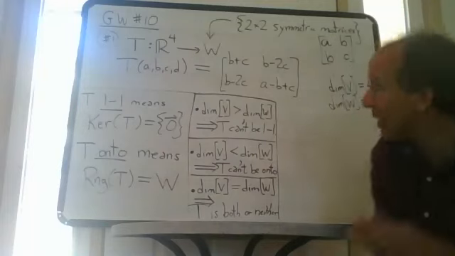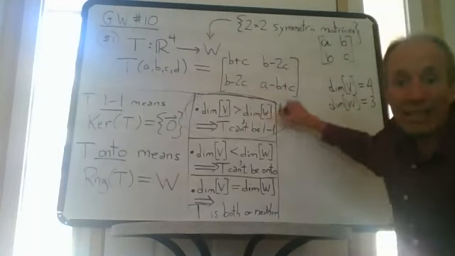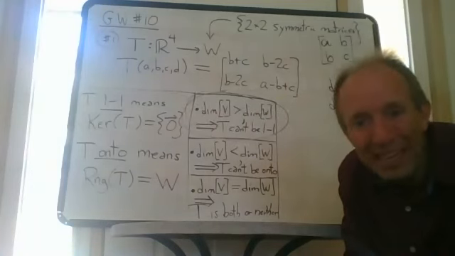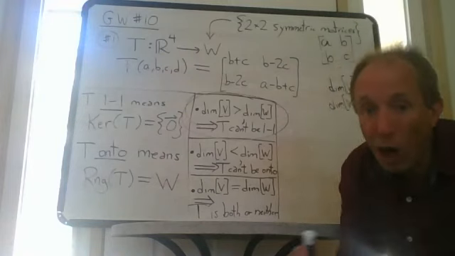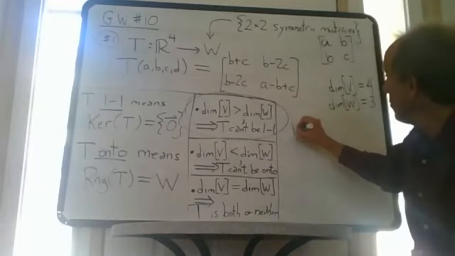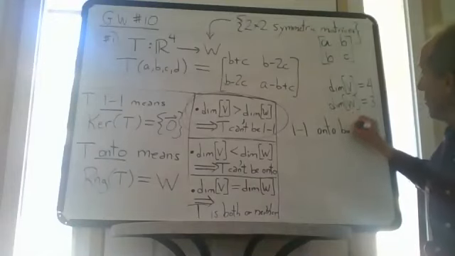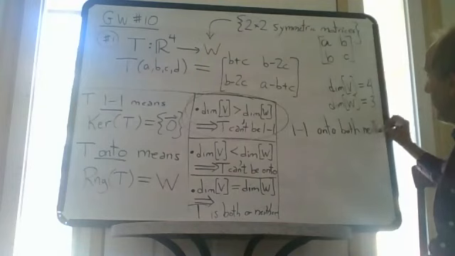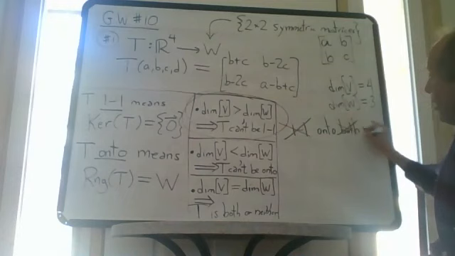V is bigger than W, so that's this scenario right here, right? T cannot be 1-to-1. So that means it's either onto or neither. So the question is, is T 1-to-1, onto, both, or neither? And at this point, we know that T cannot be 1-to-1 or both.